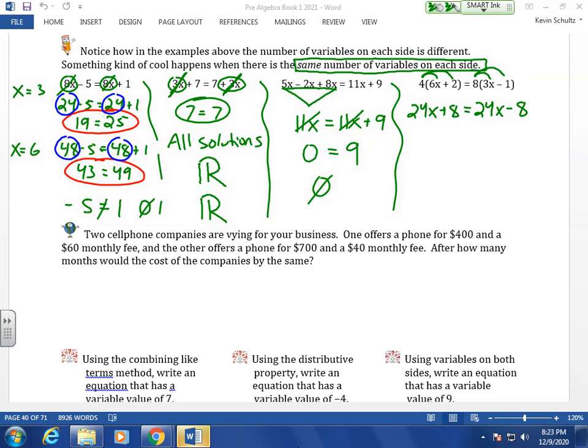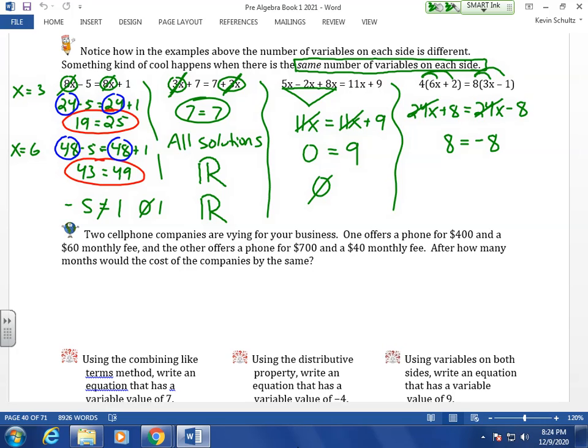Okay, but we see here now that we have the same number of variables on both sides. We have 24 x's on both sides. So once again, we've got one of these special types. I know these will cancel out because they're the same. I'm left with positive 8 equals negative 8. This one's a little bit tricky because you see the 24s, you see the 8s, and you might think, oh, it's the same thing on both sides. It's going to be that all real solution.